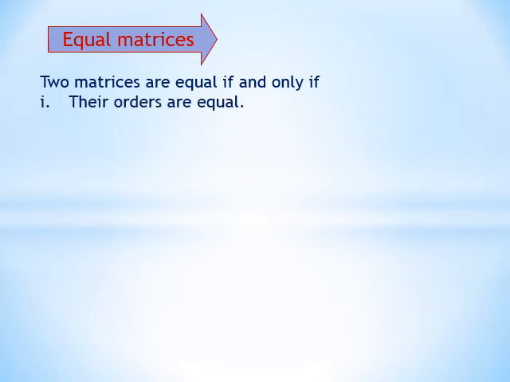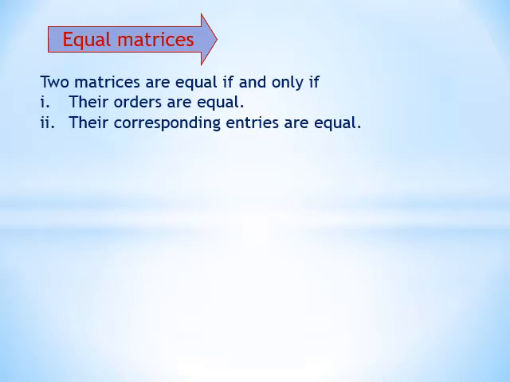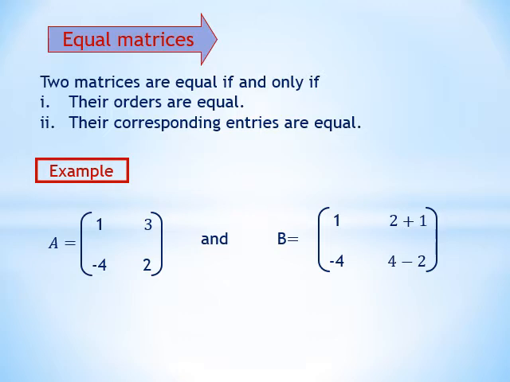Equal matrices, and its definition: two matrices are equal if and only if. It means that two matrices are said to be equal if they satisfy two conditions. First, their orders are equal. Second, their corresponding entries are equal. Now I explain this definition through this example.